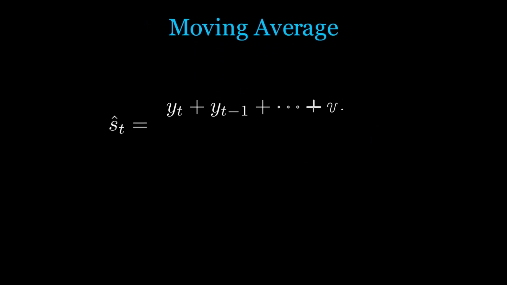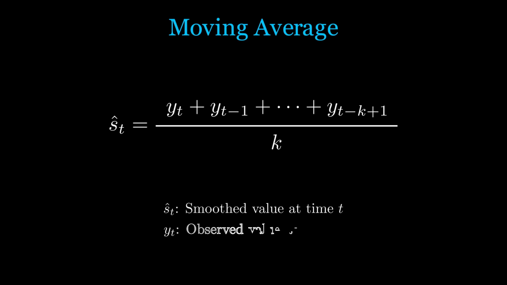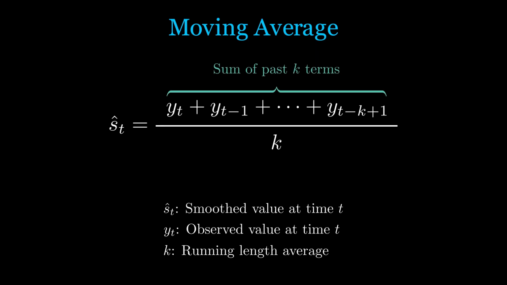Let's look at the moving average formula. Here is the equation to calculate the moving average, also known as the running average. S hat t represents the smoothed value at time t, yt is the actual observed value at time t, and k is the running average length. The numerator is the sum of the previous k observations, ending at and including time t. To get the average, we divide by the window length, k. So for example, if k is 3, the moving average at time 5 is the average of the observations at times 3, 4, and 5.